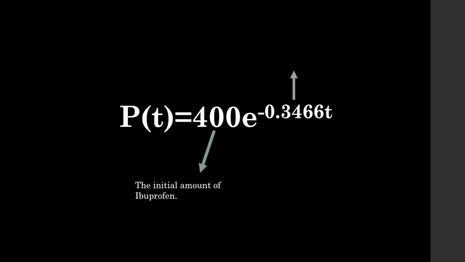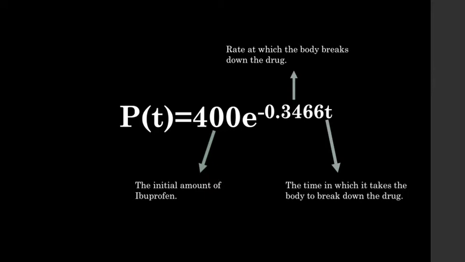And then the negative 0.3466 in the exponent is the rate at which the body breaks down the drug, and it's negative because it breaks it down, it doesn't increase. And then T is the time in which it takes the body to break down the drug. So if you wanted to determine the amount at, say, 3 hours, you plug in 3 for T, and then you just plug that all into a calculator, and then you would get the final amount.